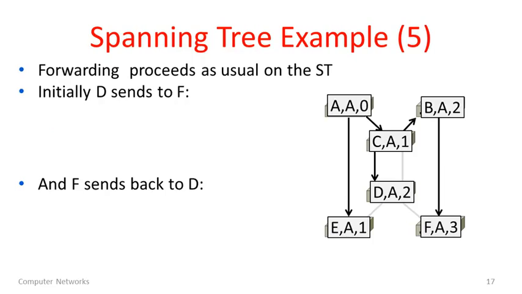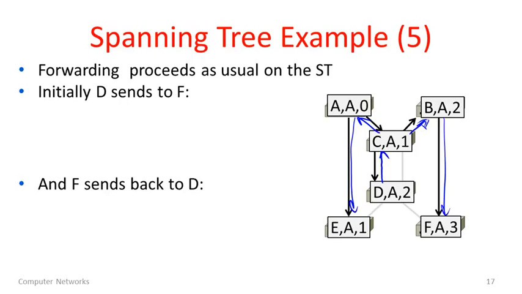Forwarding proceeds just as usual according to the backwards learning algorithm. So let's see that the network's just been turned on. D wants to send to F. What's going to happen? Okay, well, now since no one knows where anyone is, everyone will broadcast and forward out all ports. We're only going to use ports on the spanning tree though. That was our restriction. So D sends to C, C sends to A and B, A sends down to E, B sends down to F. Got it, we've reached F.